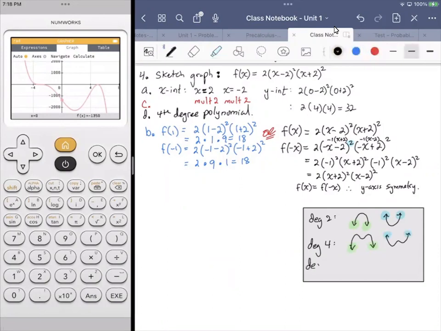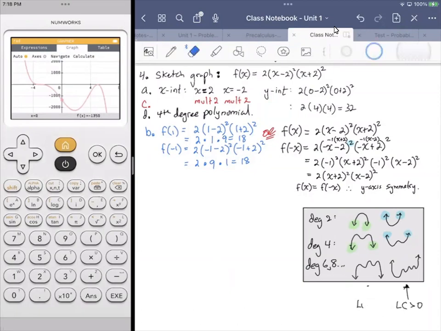So degree 6, 8, and so on, same idea, just more wiggle. Look something like that. Again, start low, end low, start high, end high. And this has to do with the type of leading coefficient. So this whole set here is a leading coefficient that's negative, and this whole set here is a leading coefficient that's positive.